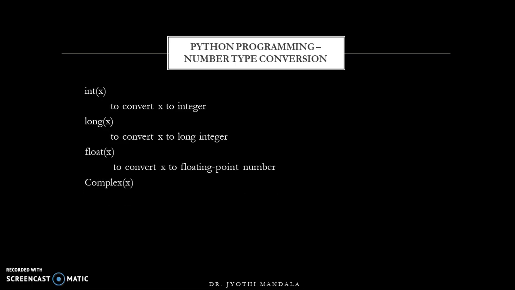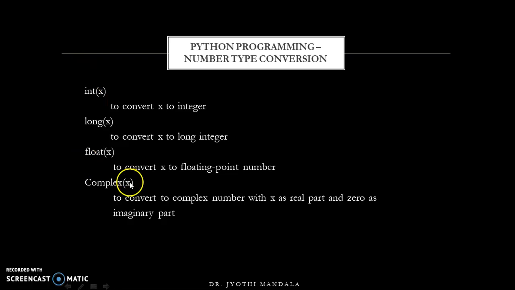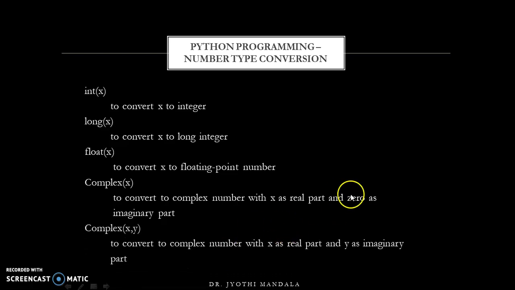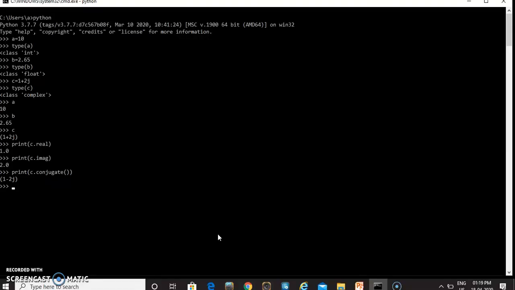Now complex x. Here it is used to convert to complex numbers, where whatever number you are giving here will be taken as a real part and 0 will be considered as our imaginary part. But if you give the complex function two parameters, then the first parameter x will be taken for the real part and y will be taken for the imaginary part. But here I want to highlight one point. Any number can be converted to complex number, but complex numbers can't be converted to another number form. Let us see with an example.